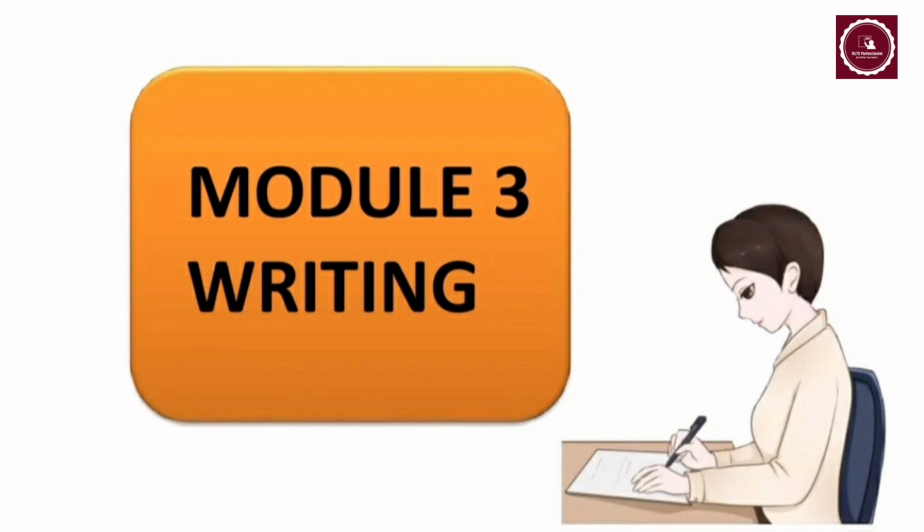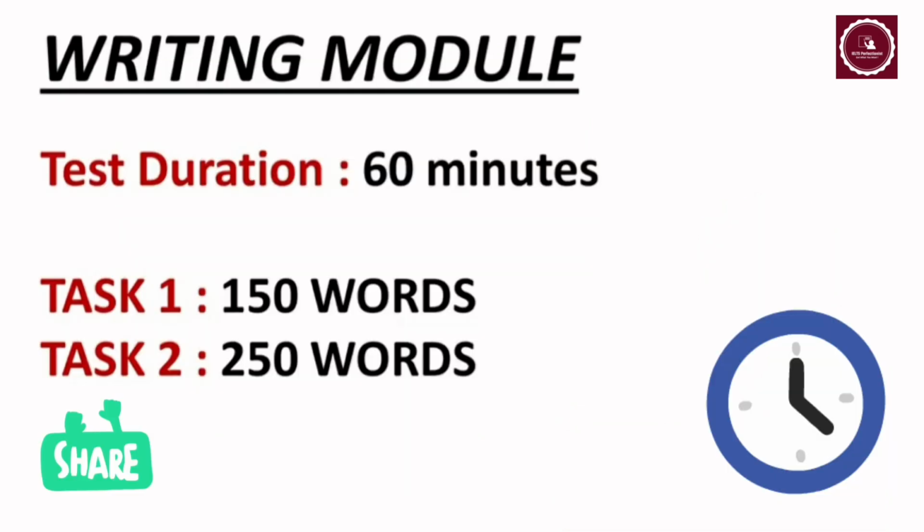Now, the third module which I am going to talk about is the writing module. Like reading, the writing module is also different for academic and general training test. Test duration is 60 minutes and you have to complete 2 tasks. You are required to write at least 150 words for task 1 and at least 250 words for task 2.